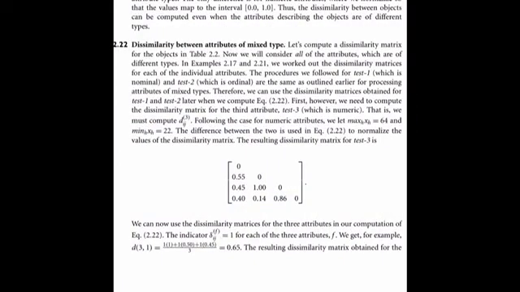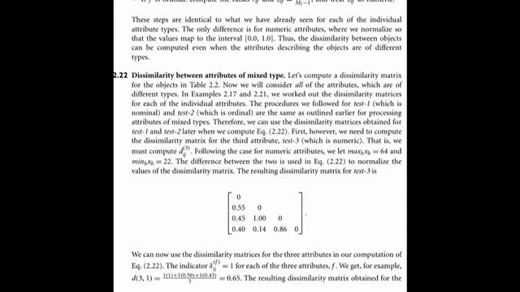In the second example, we will calculate the dissimilarity matrix for a mixed attribute. To calculate the dissimilarity matrix for a mixed attribute, we must know three attributes: nominal attribute, ordinal attribute, and numerical attribute. We will consider all attributes that we have, which are different types. We worked the dissimilarity matrix for each individual attribute. The procedures we followed for test 1, which is nominal, and test 2, which is ordinal. Then we will calculate test 3, the numerical attribute.